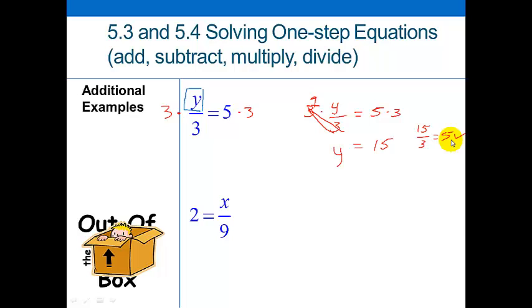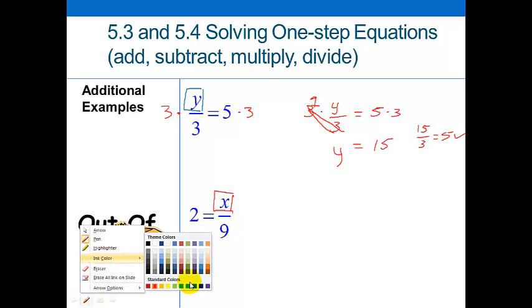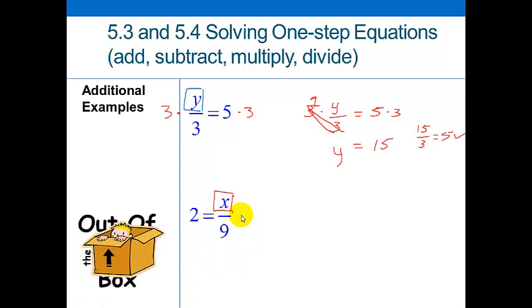All right, and again, it doesn't matter which side of the equation you have the variable. Let's put a little box around it. Again, you don't have to do that. That's just an indicator that we're isolating this. So I'm dividing by 9. To undo my division, I need to multiply. So I'm going to multiply both sides by 9.